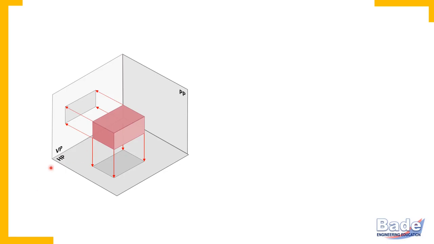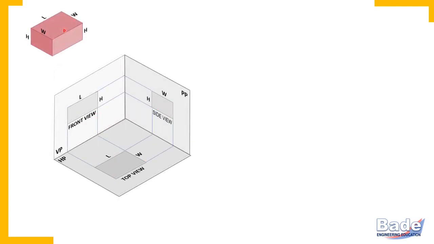When you watch an object in the direction perpendicular to PP, you get side view. You watch the object in the direction perpendicular to PP, and whatever you can see, you draw on PP. That is projection on profile plane, nothing but side view. So front view, top view and side view are orthographic views.